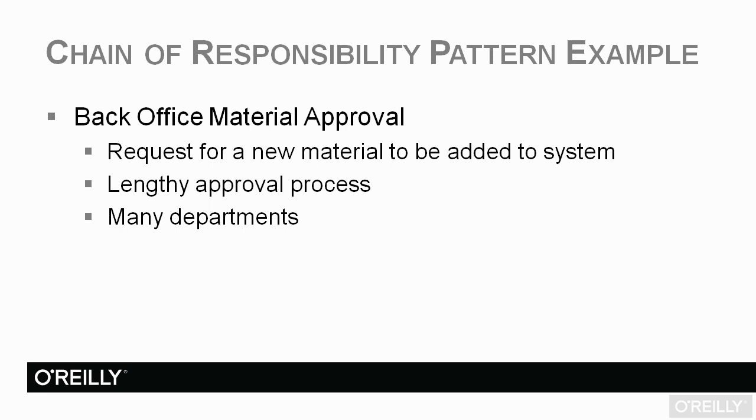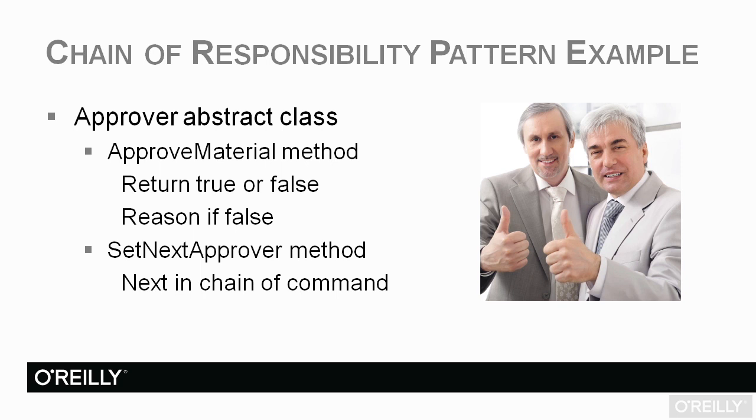and we won't go through quite as many departments as SAP. We'll have an approver abstract class, and this is going to be essentially the central class of the chain of responsibility. In that approver class, we'll have an approve material method, which will return a true or false for the approval, and it'll have a reason parameter if they've returned false. It'll also have a set next approver method, and that will lay out the chain of command.